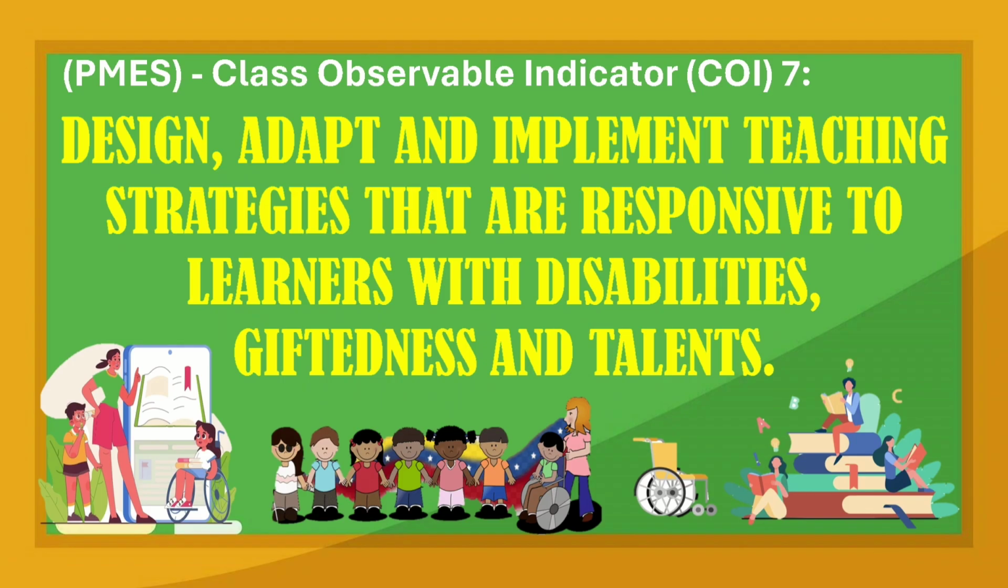In today's video, we will be talking about Indicator 7 in the Classroom Observation Tool of the Performance Management and Evaluation System for Teachers. Design, adapt, and implement teaching strategies that are responsive to learners with disabilities, giftedness, and talents.